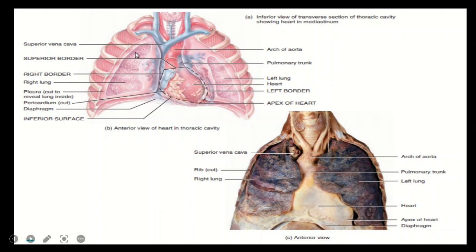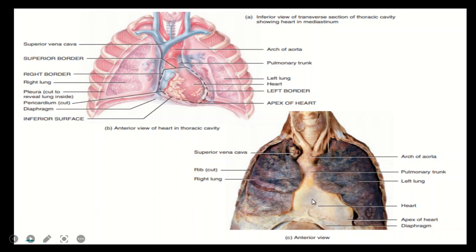This is the heart. Ito yung right lung, ito yung left lung, ito yung diaphragm. So ito yung apex ng heart, yung pinakababa ng heart. Yun. Ito yung borders, superior border and inferior border. Ito yung superior vena cava. Dito sa baba yung inferior vena cava pero hindi nakikita.